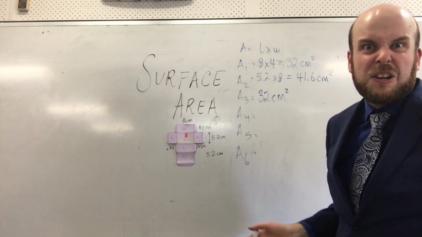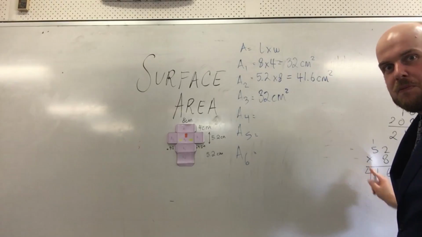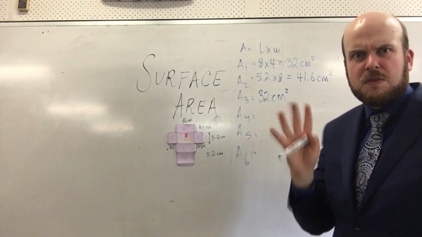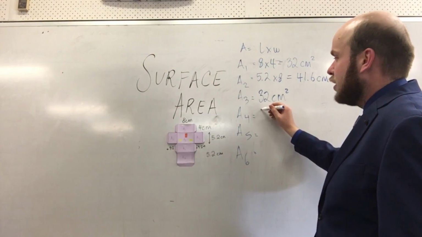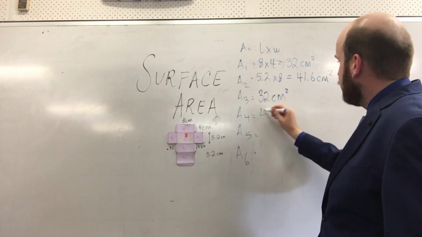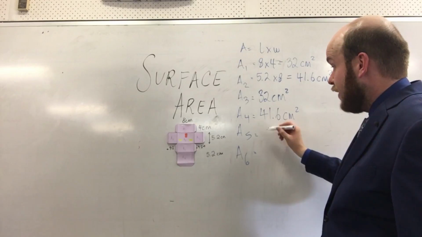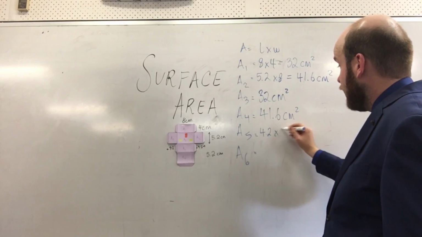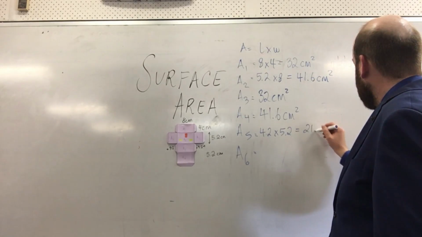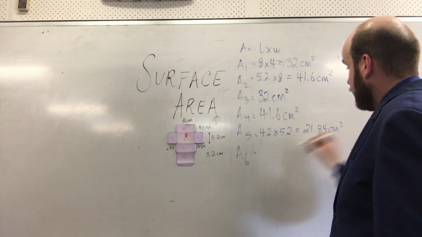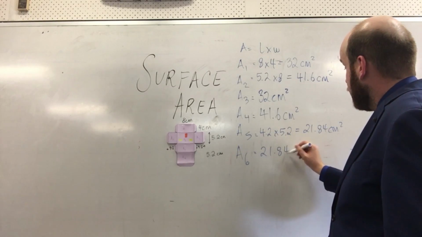I'm not actually that good. What you can't see is I worked it out a little bit earlier. The trick of the light and so forth. And so that's also equal to A4, so 41.6 square centimeters. And then for A5 and A6, it's 4.2 times 5.2, which is 21.84 square centimeters. And that's also 21.84 square centimeters.